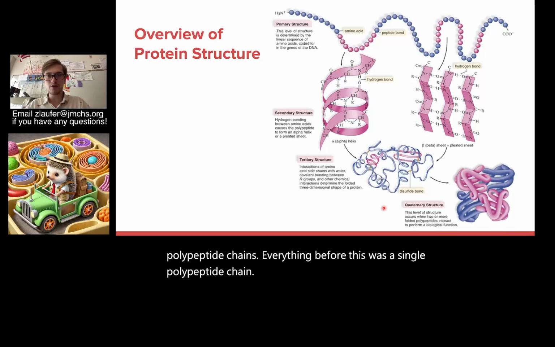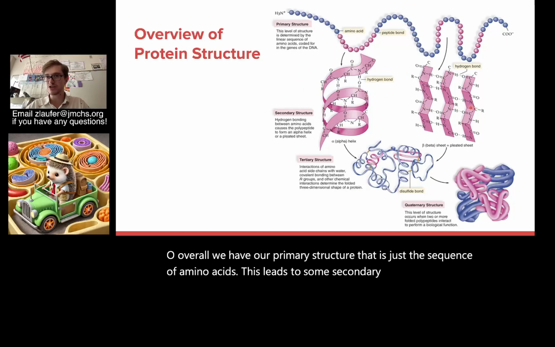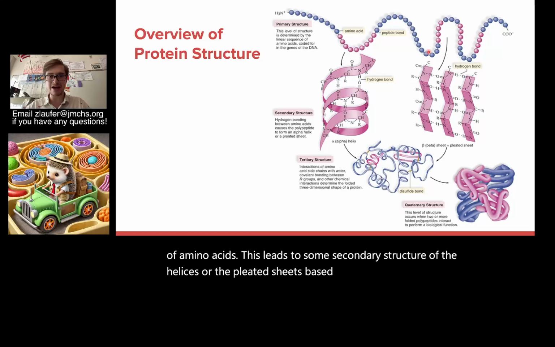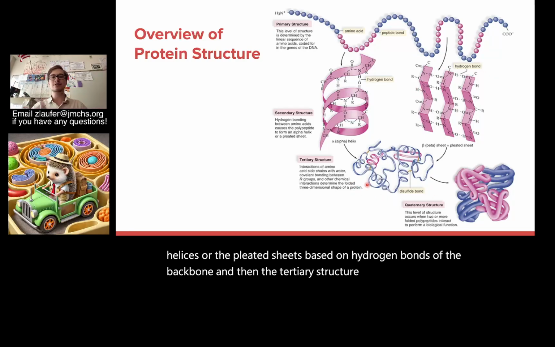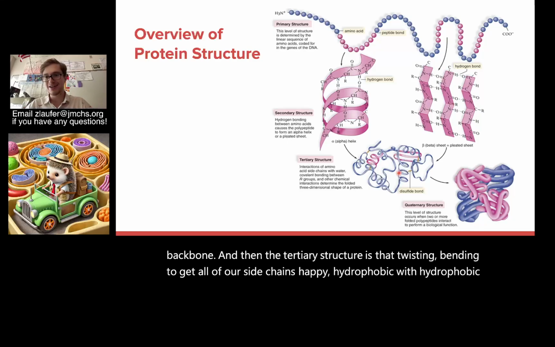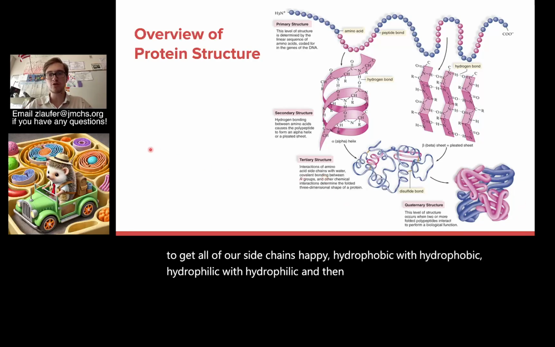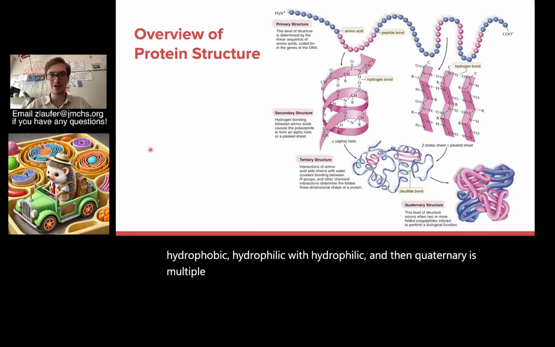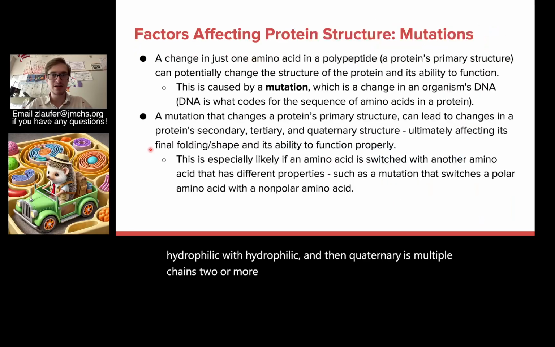So overall, we have our primary structure that is just the sequence of amino acids. This leads to some secondary structure of the helices or the pleated sheets based on hydrogen bonds of the backbone. And then the tertiary structure is that twisting, bending to get all of our side chains happy, hydrophobic with hydrophobic, hydrophilic with hydrophilic. And then quaternary is multiple chains, 2 or more polypeptide chains.